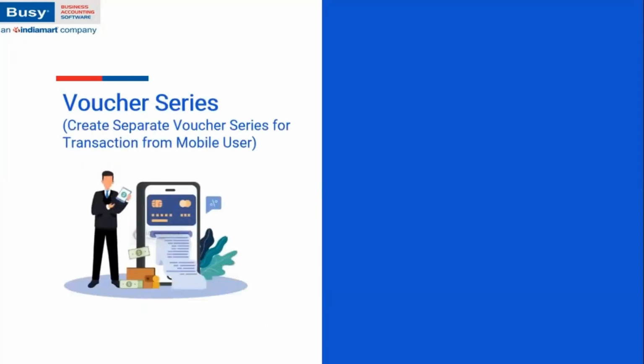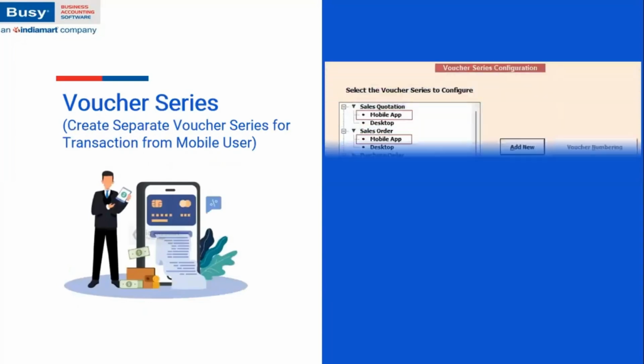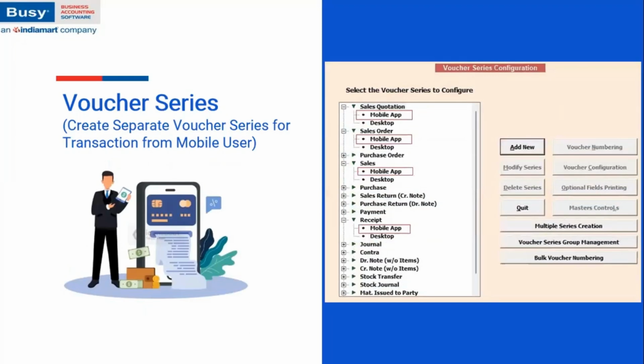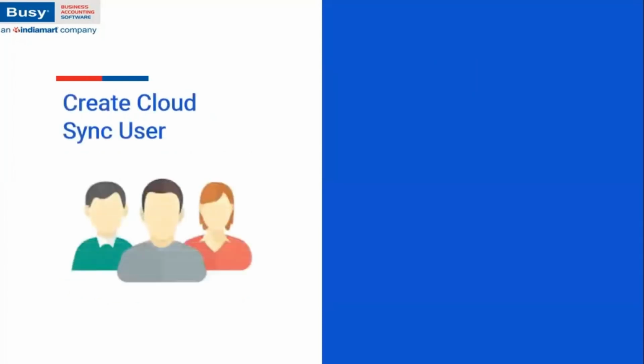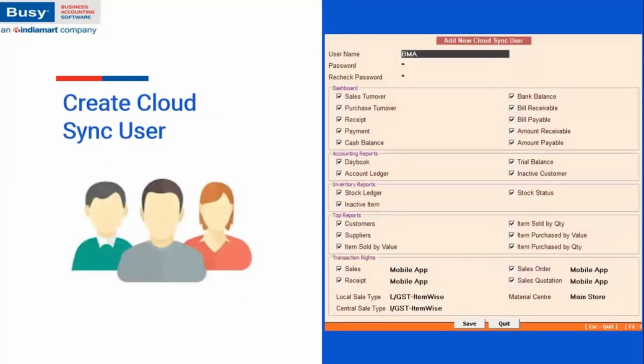The next point is the voucher series: how to create the voucher series separately for our transactions. Go to the voucher series configuration menu. There we have sales quotation, sale order, purchase, sales, receipt entry, etc. voucher types. Click on that and you can add the new voucher series. You can give it any name you want, not necessarily mobile app. I have given mobile application here, but if you require any other name, you can give it. This type of voucher series we need to create for the mobile application transactions.